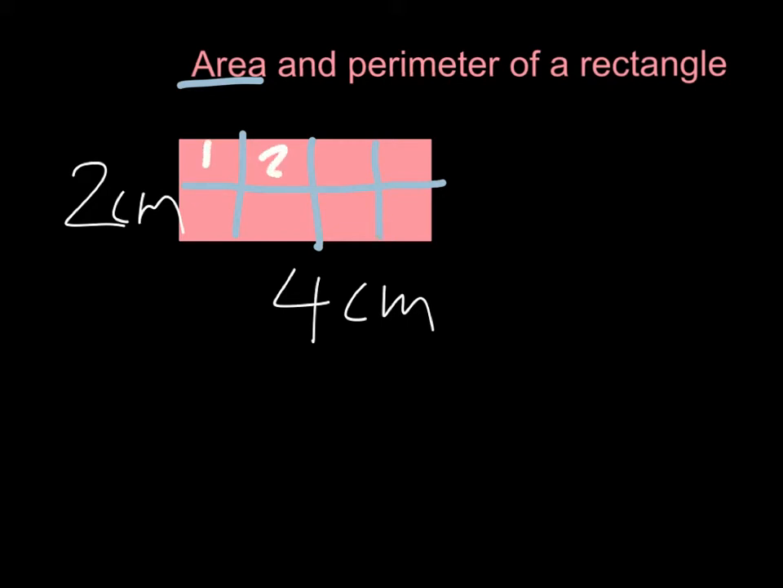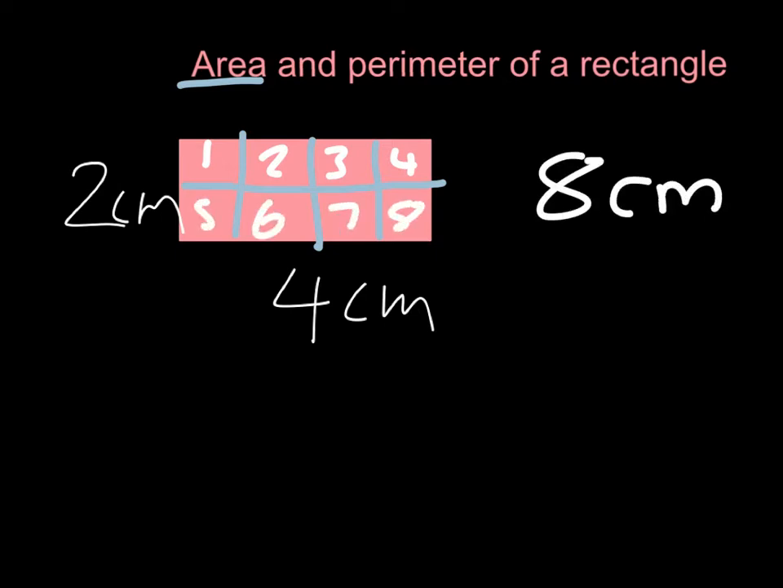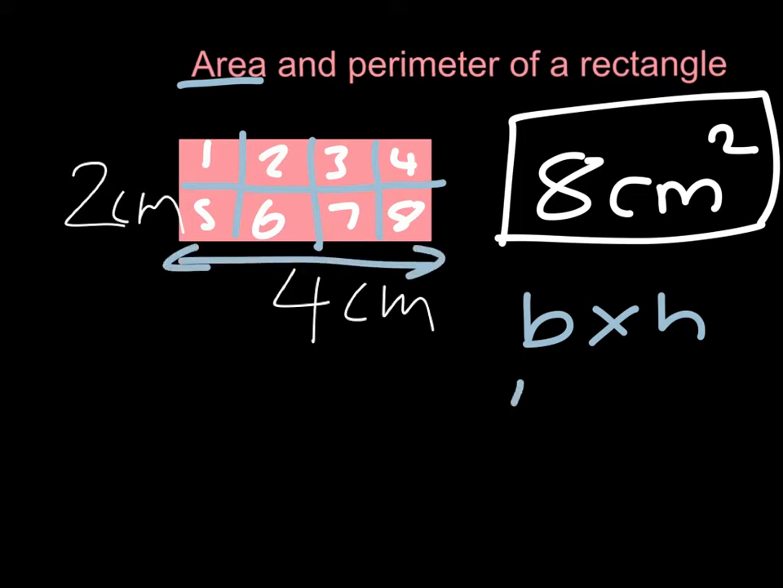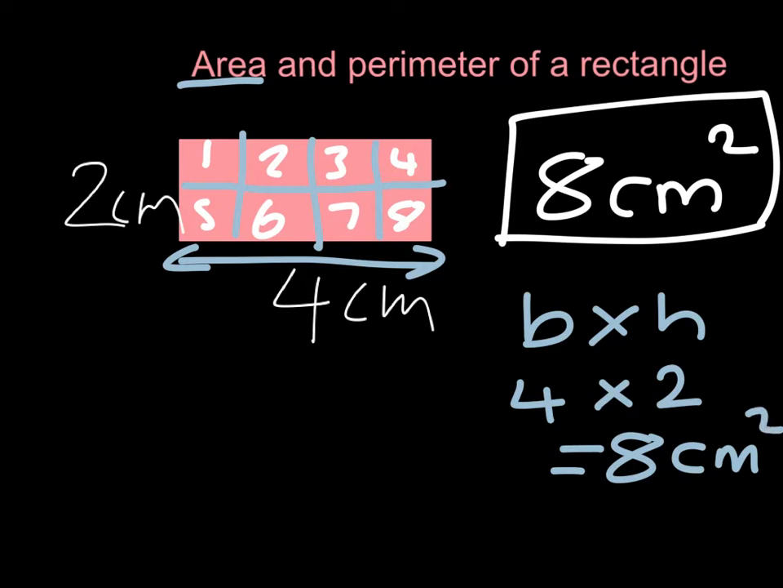So 1, 2, 3, 4, 5, 6, 7, 8. You can see there are 8 centimetre squares. So in the exam, if the squares are there, you can just answer them, or if not, you can imagine that they're there. However, there is a nice quick and easy formula you can use, which is just the base times the height. So without the picture, if you know the base is 4 and the height is 2, you can just do 4 times 2 to get you 8, and then just remember your units, centimetres squared.